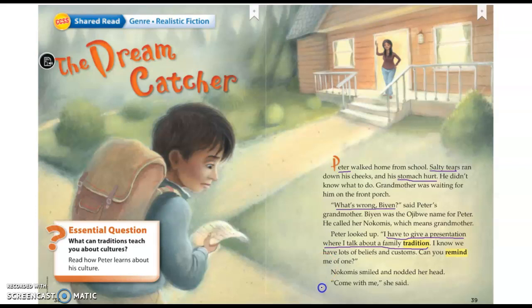So, of course, Nokomis reacts. She smiles. She says, come with me. So now we know that she's going to try to solve this problem. I'm taking a look at the pictures, and I can tell that Peter's pretty upset by looking at his face. He looks very worried.